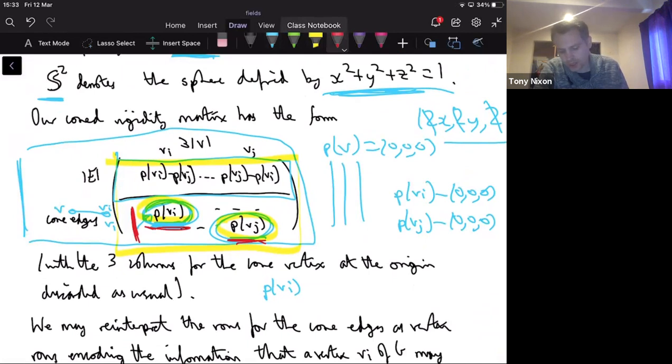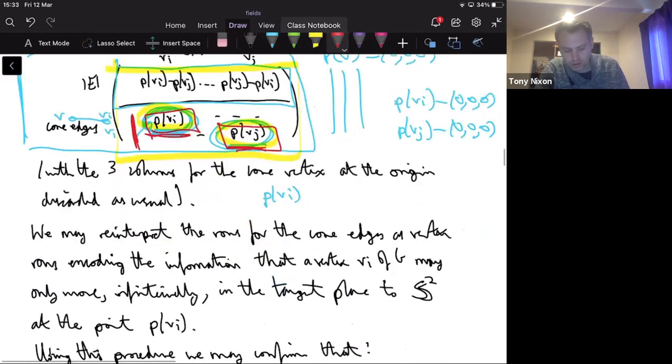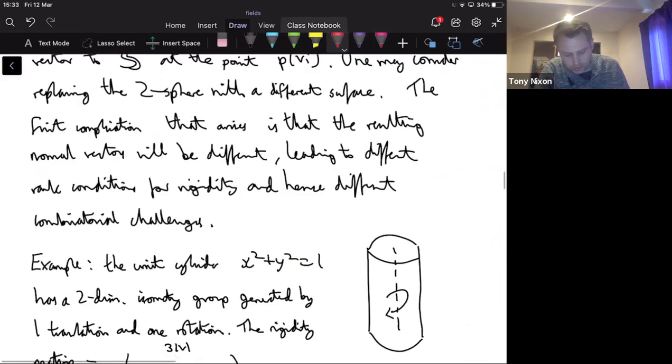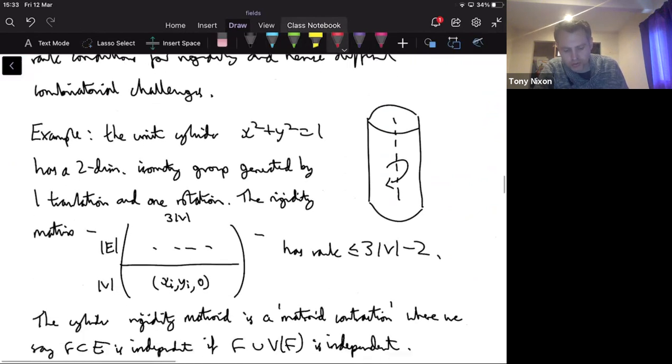So for example, if we're taking the 2-sphere, then it gives us a 3-dimensional space of trivial infinitesimal motions, the 3 rotations, which matches up with the plane, which has 2 translations and 1 rotation. If I pick a different surface, then these entries will be different, and that will affect the size of the kernel and the maximum possible rank of the rigidity matrix, and hence you get into new combinatorial questions. So I just want to briefly mention one example.